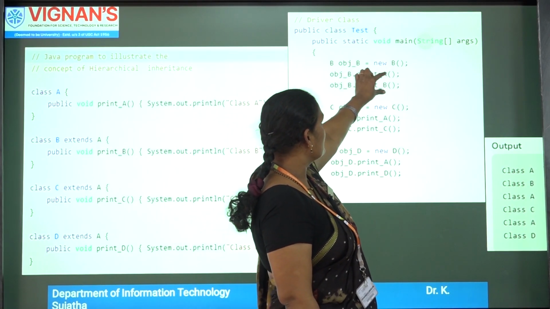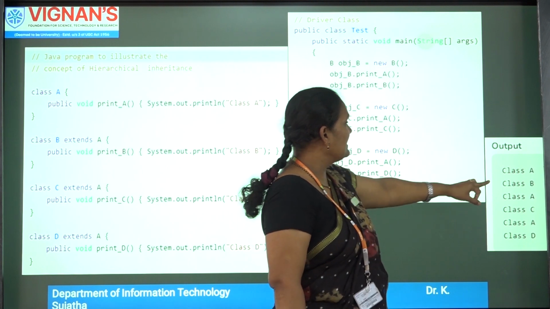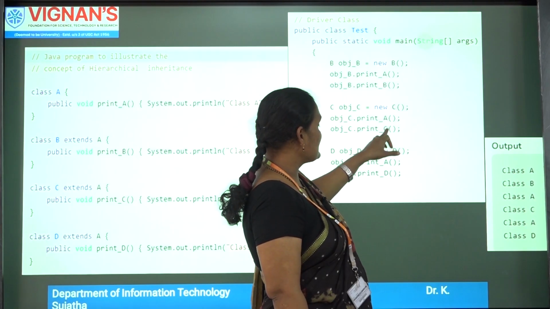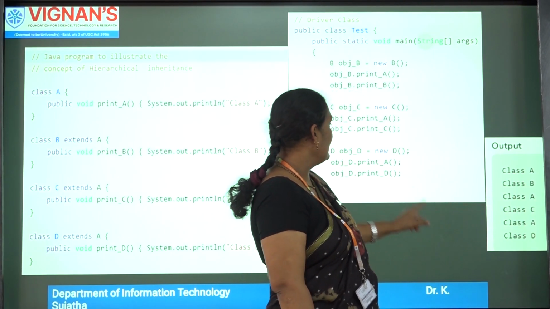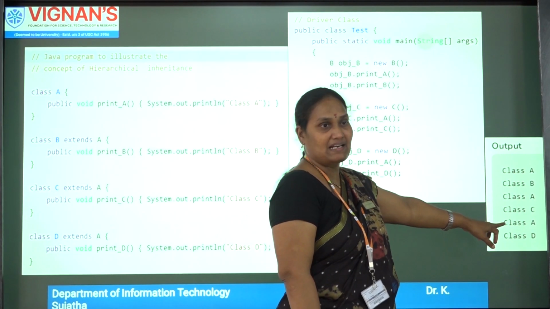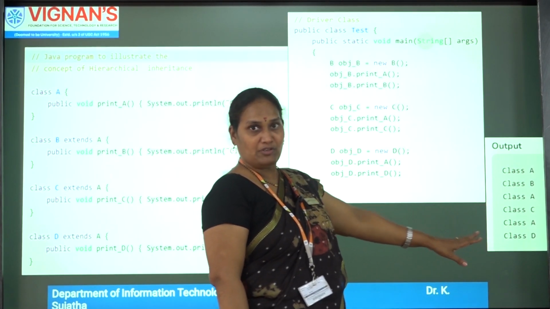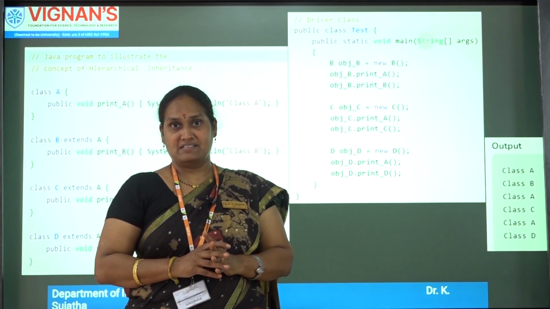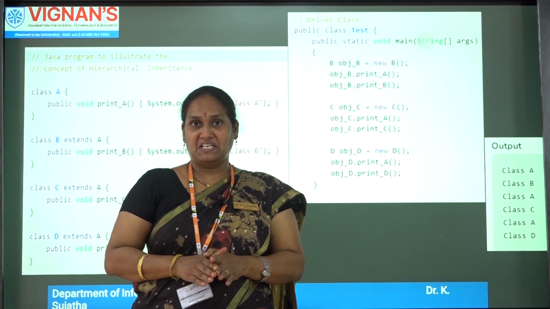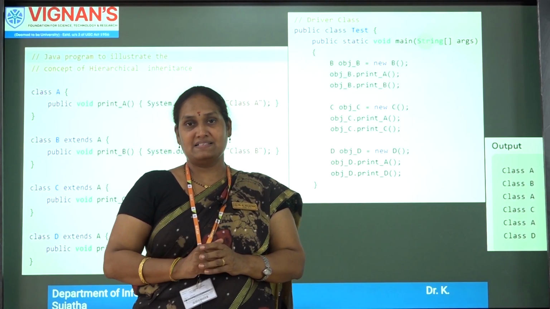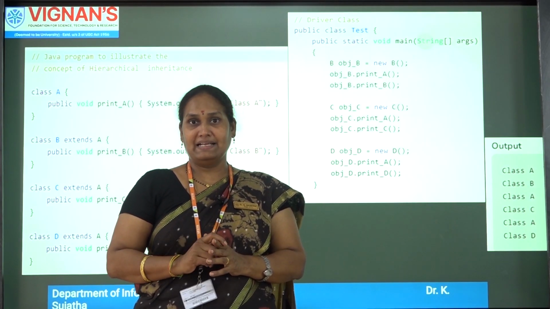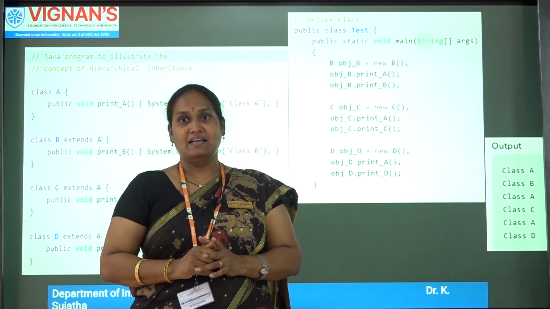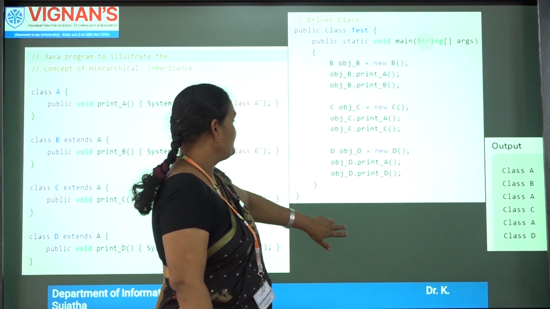So for these two print statements, I can have class A and class B printed, from these I can print class A and class C, and from these two statements I can print class A and class D. I hope that you are understanding this inheritance, hierarchical inheritance also. Now till now we covered three types of inheritances. One is single inheritance, second one is multi-level inheritance, and third one is hierarchical inheritance.